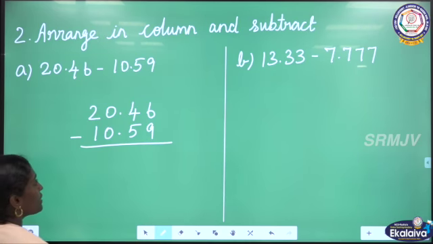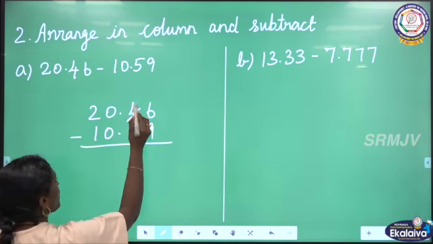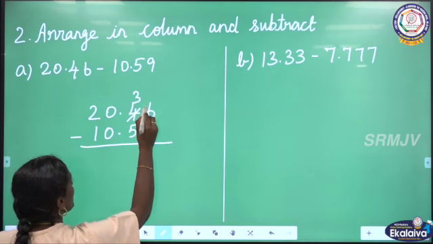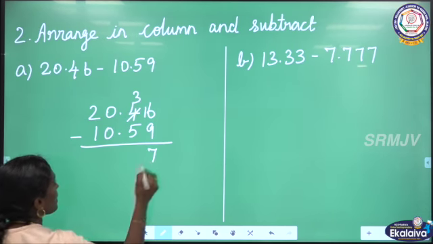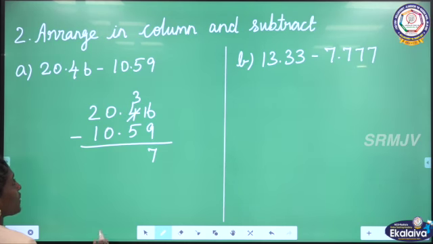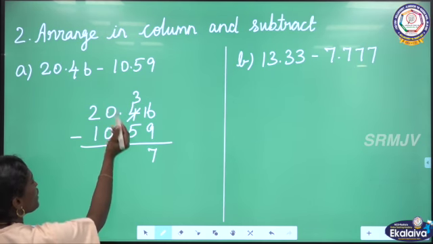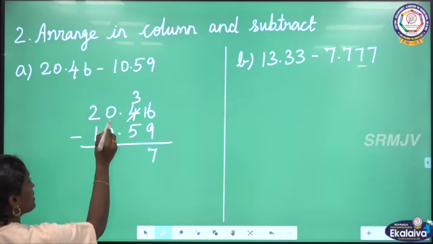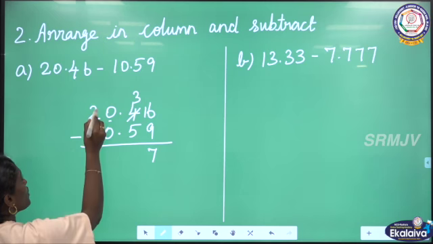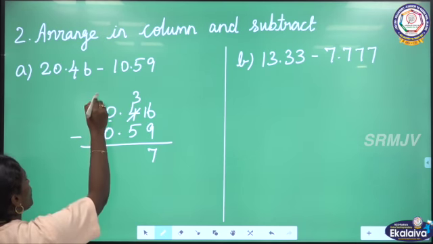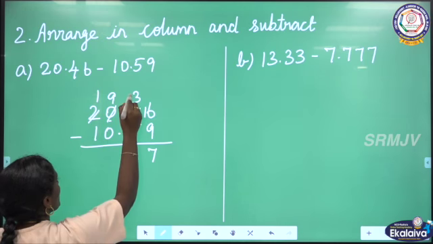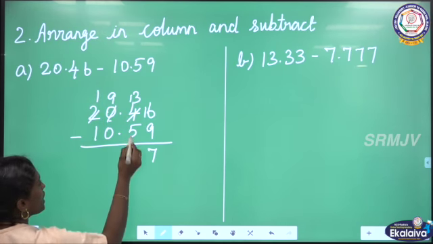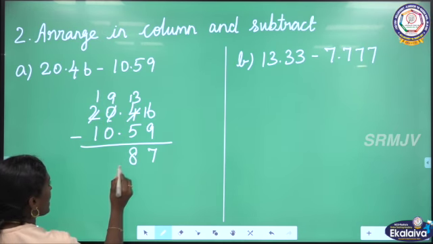Here 9 minus 6 we can't do. So, we have to borrow. 4 will become 3, 6 will become 16. 16 minus 9, that is 7. 3 minus 5 we can't do the subtraction. So, we have to check the next digit. The next digit also 0. So, we have to borrow from 2. So, 2 will become 1. This 0 will become 9. 3 will become 13. 13 minus 5, 8.